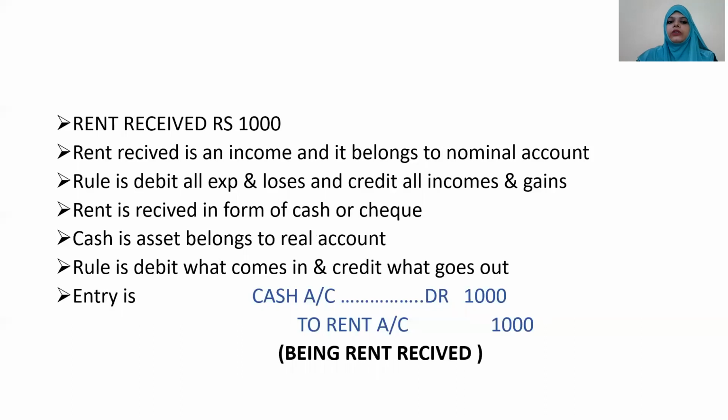The next part is rent is received in the form of cash or check. So cash or check means cash belongs to the real account. The rule is debit what comes in and credit what goes out. So what is coming inside your business, that is cash account debited 1,000 to rent account because it is an income, or you can say income or gain to the business. So to rent account. In the brackets narration you will write being rent received 1,000 rupees.